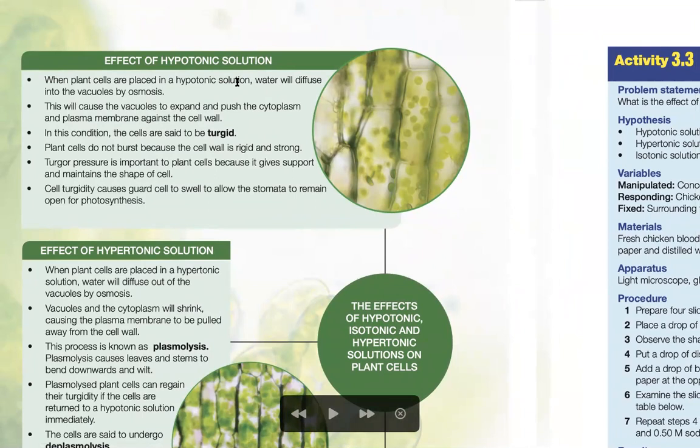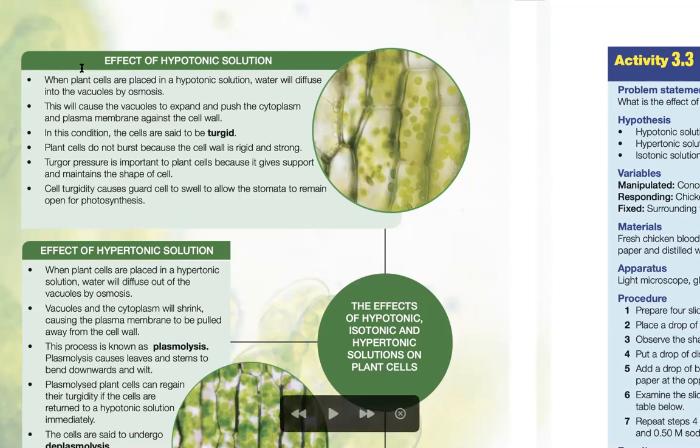Sebelum tu cikgu nak cerita sikit lah. Okay, so usually in the lab, okay, untuk animal cell kita guna red blood cell. Okay, kalau untuk plant cell, we basically will use either kita akan guna potato ataupun kita akan guna onion. Kita guna kentang ataupun bawang to represent plant cell. Okay, just want to share with you. Okay, let's go. Tengok ni hypotonic solution.